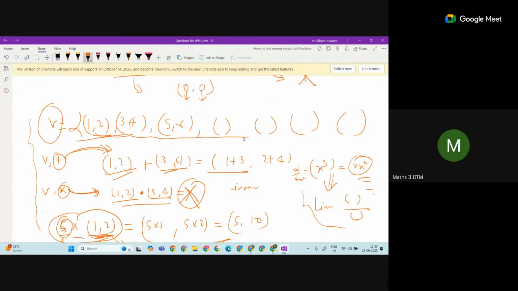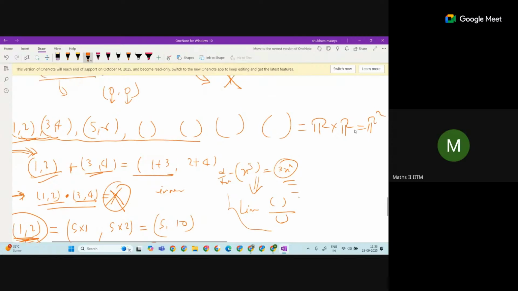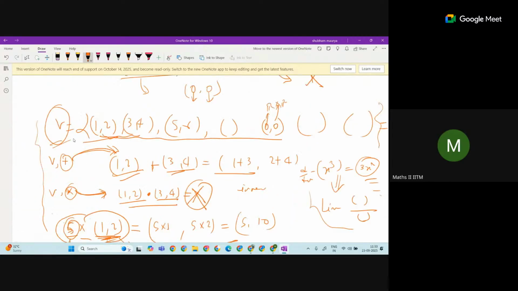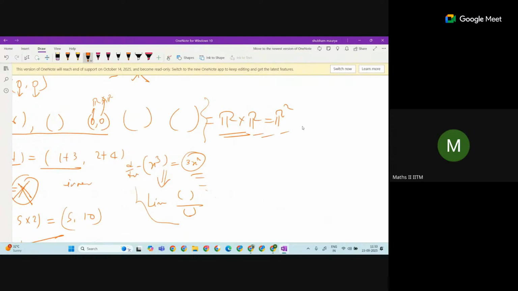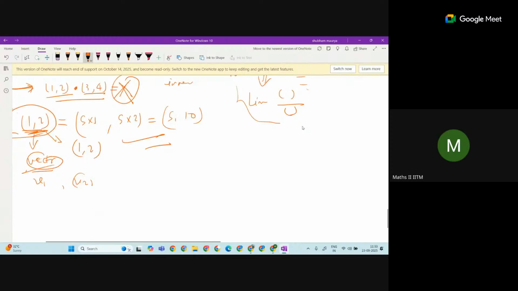So I have this set, and this representation V you can say is R cross R, which is your R2. This is the box, and this is the other box. This is one R and this is another R. So this set is nothing but your V in this form. This V is your R cross R, which is R2.